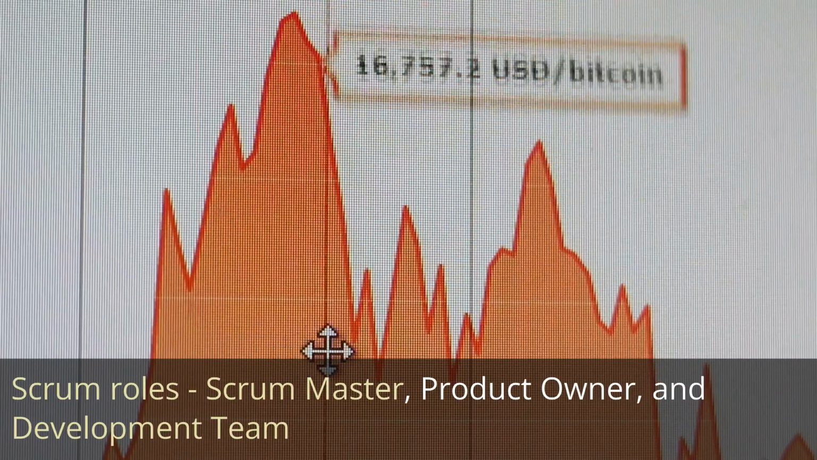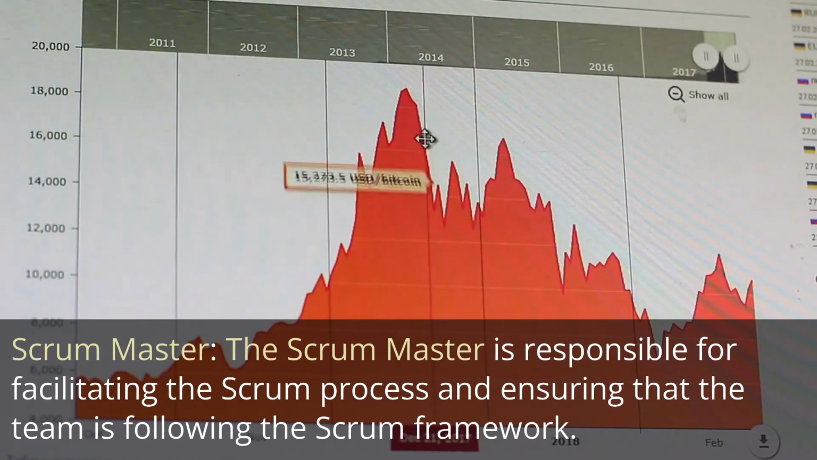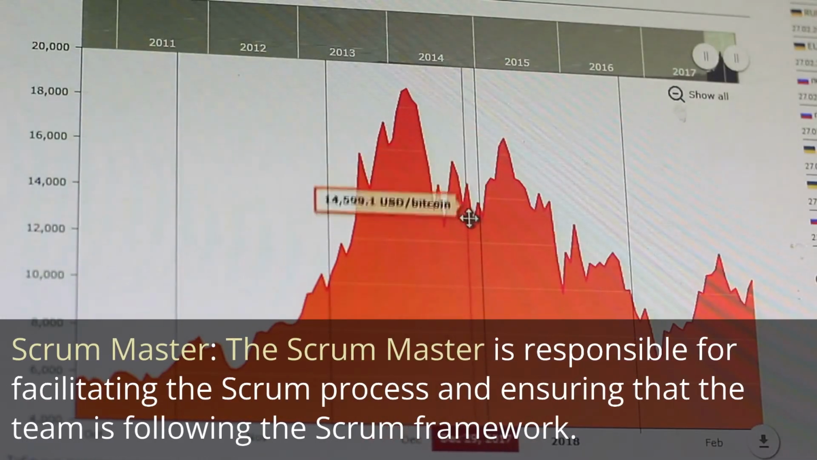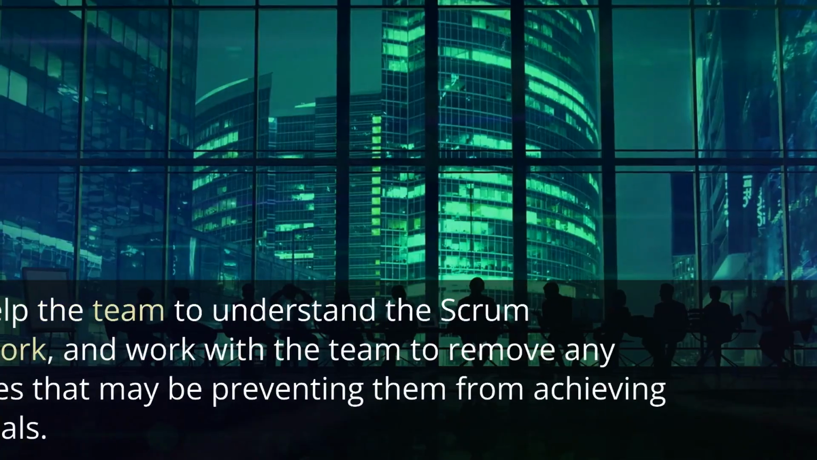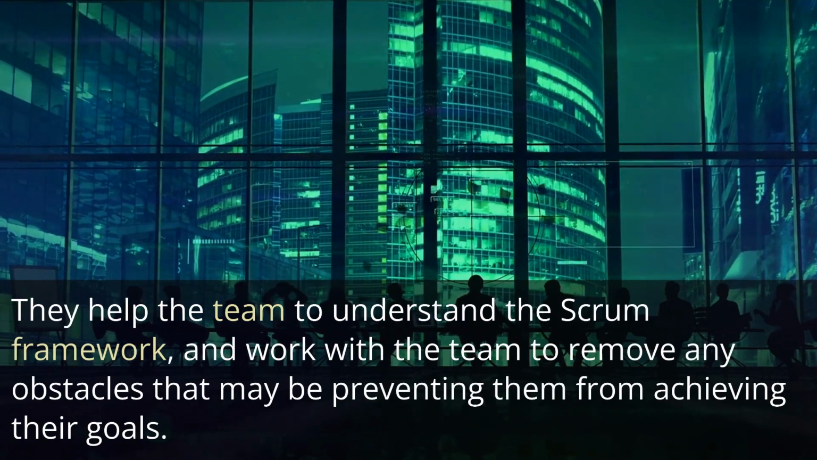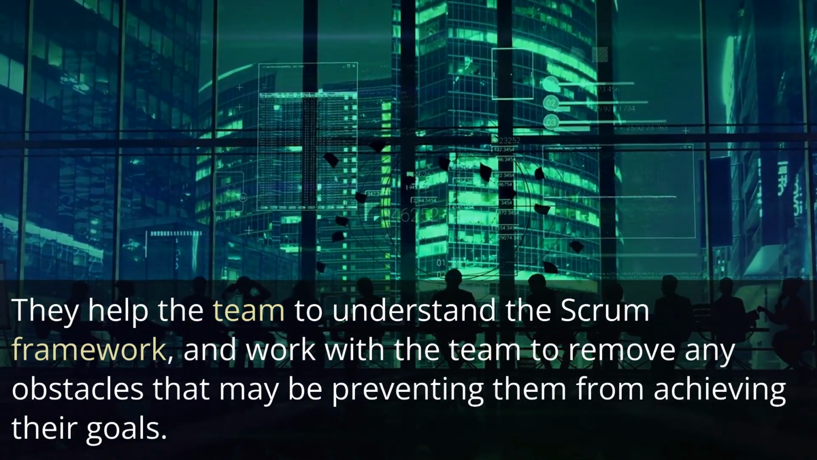Scrum roles: Scrum Master, Product Owner, and Development Team. Scrum Master. The Scrum Master is responsible for facilitating the Scrum process and ensuring that the team is following the Scrum framework. They help the team to understand the Scrum framework, and work with the team to remove any obstacles that may be preventing them from achieving their goals.